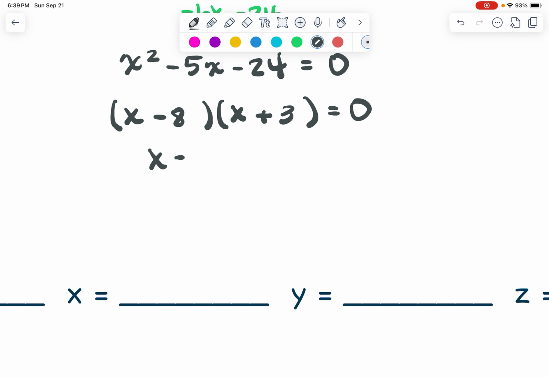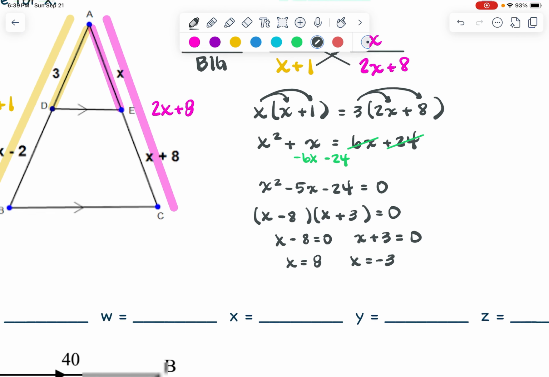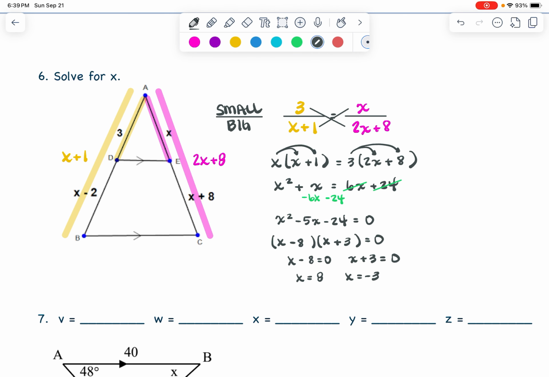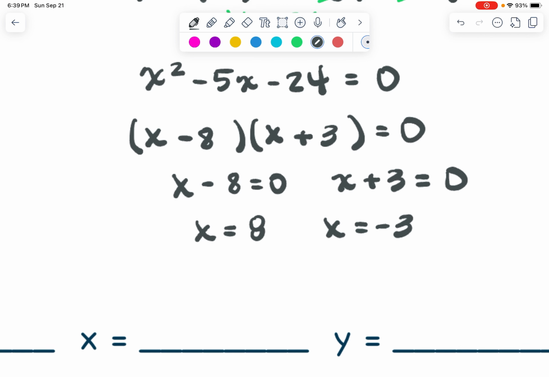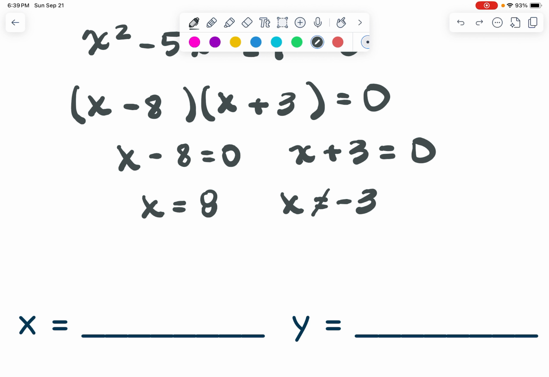But we're not done, because we still have to set our factors equal to 0 and solve these little equations. So we get x equals 8 and x equals negative 3. But remember, we're in geometry class, so we need to figure out if we can actually use both of these numbers. The one that should cause us pause is the negative 3. If I plug that negative 3 in here or here, it's going to give me a negative number. It only has to fail in one spot. So it definitely cannot be negative 3. That answer is void, and x equals 8 is good to go.